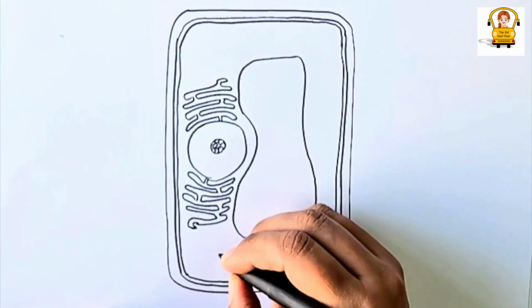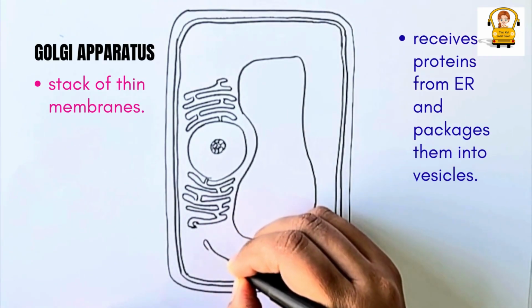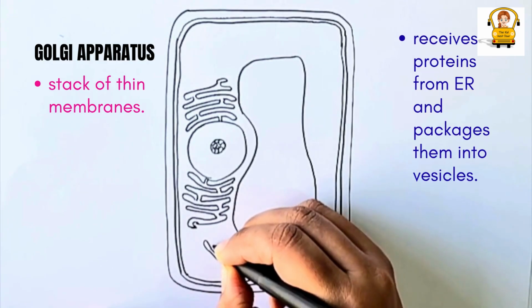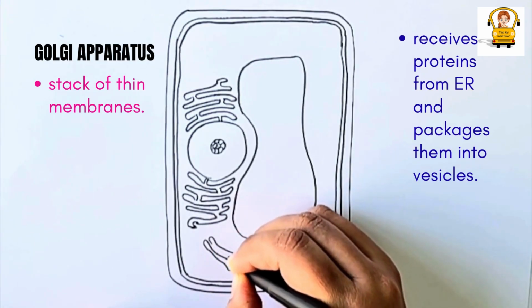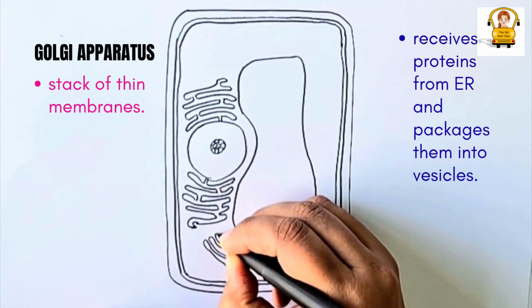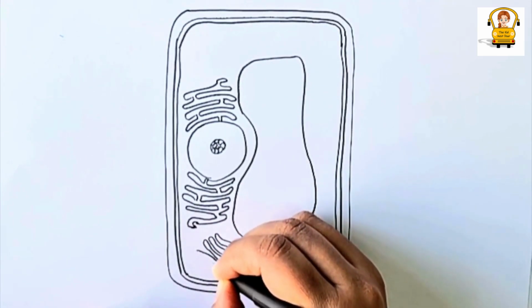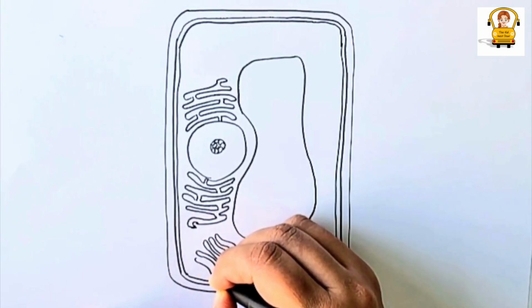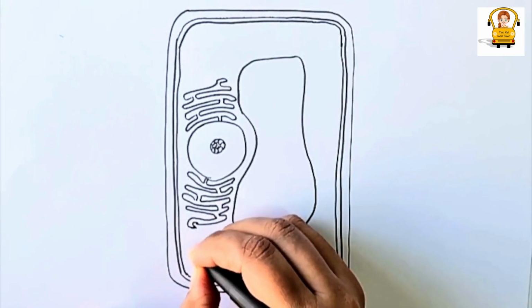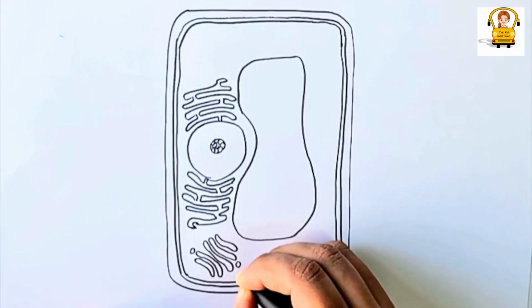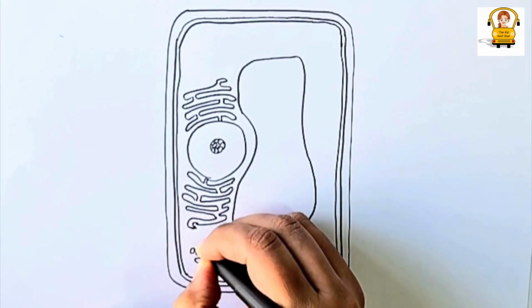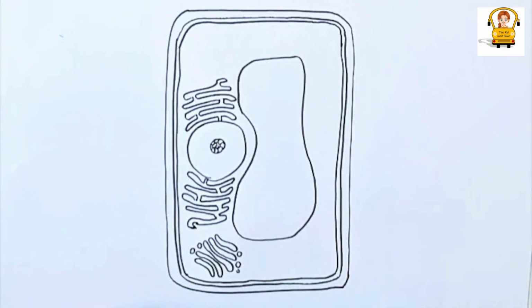Next, we will draw the Golgi apparatus, which are again thin folded membranes stacked over one another, and near them are also Golgi vesicles. So the proteins produced by the endoplasmic reticulum come to the Golgi apparatus in vesicles for storage and packaging.